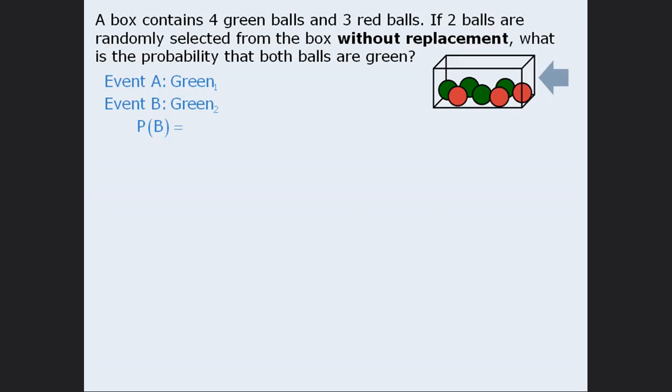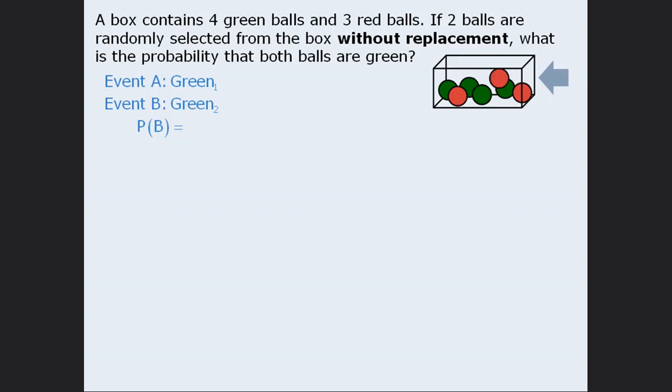Well, this is a difficult question to answer, since it depends on the ball that was selected first. For example, if the first ball selected is green, then we are left with 6 balls and 3 of them are green. So the probability is 3/6 that the second ball will be green. But we don't know that the first ball selected will be green.